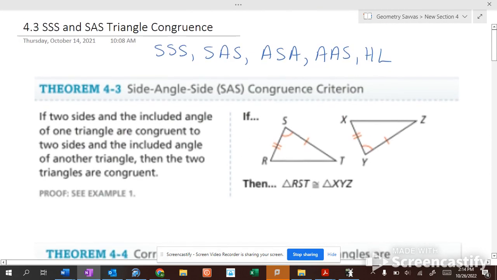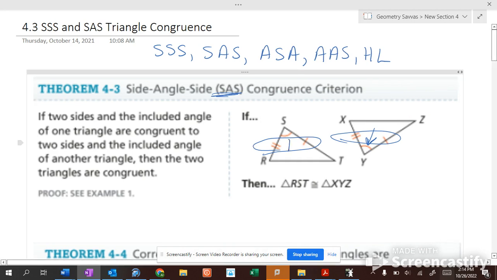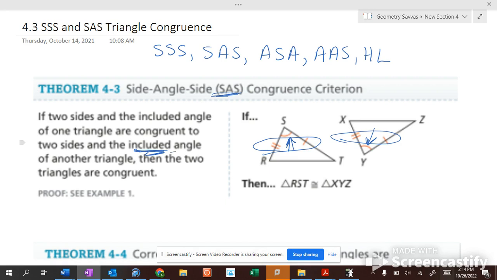Okay, so let's start with the first one, side, angle, side. If you have two triangles where two sides are congruent to two sides, and the angle in between the two sides that you know, not some other random angle out here, but the angle in between the two sides, called the included angle. An included angle is the one in between the two sides we know. If those are congruent, then we know the triangles are congruent.